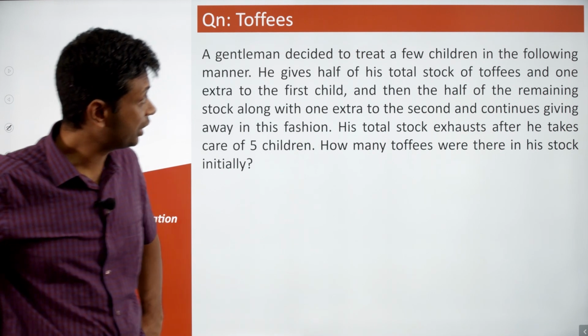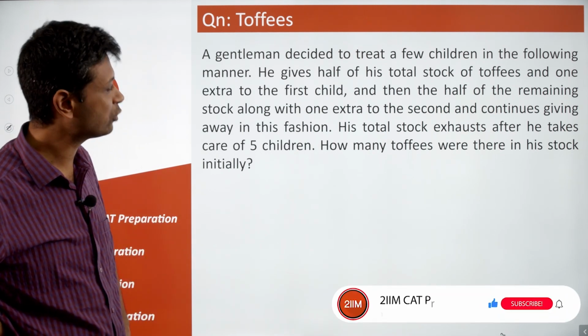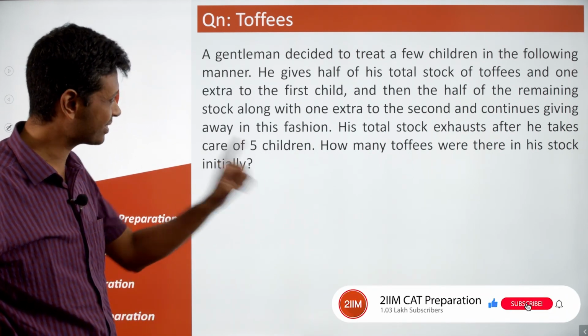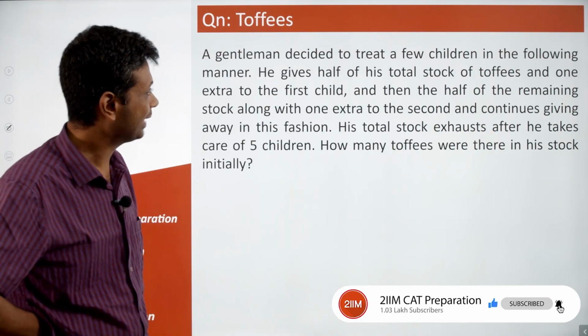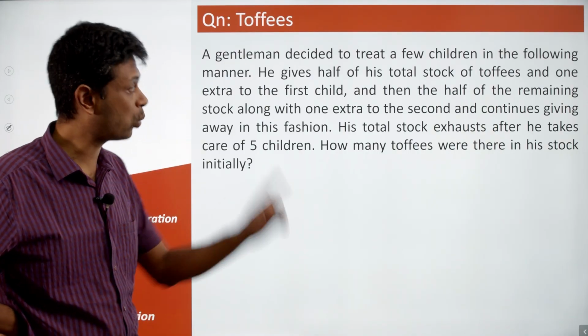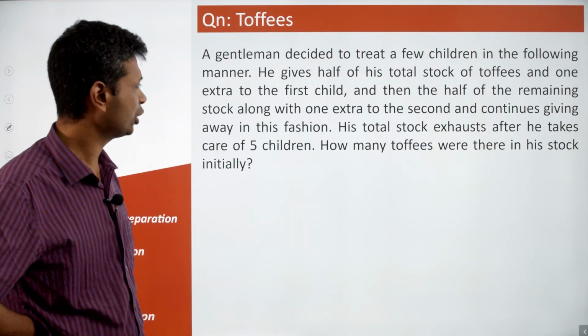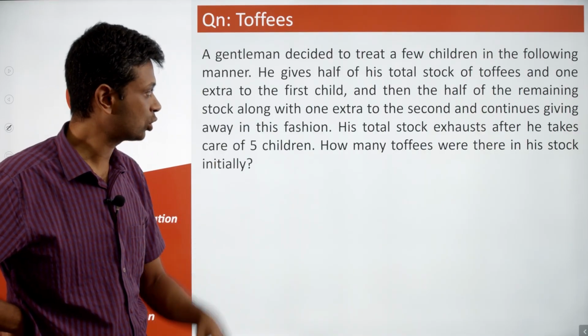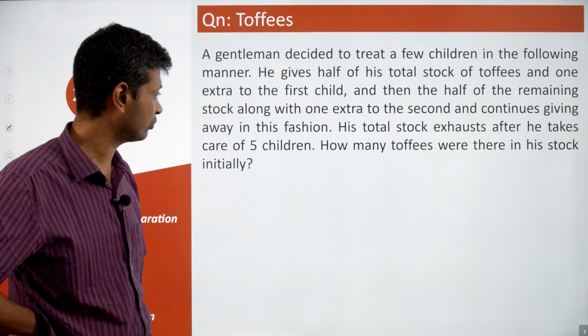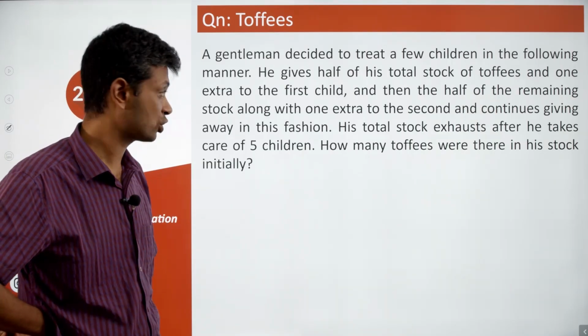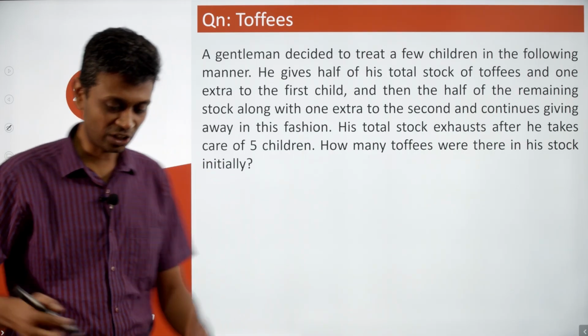A gentleman decided to treat a few children in the following manner. He gives half of his total stock of toffees and 1 extra to the first child, and then half of the remaining stock along with 1 extra to the second, and continues giving away in this fashion. His total stock exhausts after he takes care of 5 children. How many toffees were there in a stock? Lovely. Let's assume he starts with n.